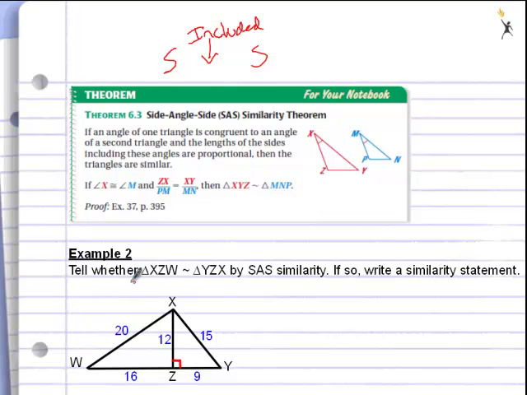In example 2, it's asking, tell whether XZW and YZX are similar by side angle side similarity, meaning we have to be able to prove a side, an included angle, and another side are congruent, or similar, before we can say that the two triangles indeed are similar. So what I'm going to do is I'm going to break this down into the two triangles they're talking about.